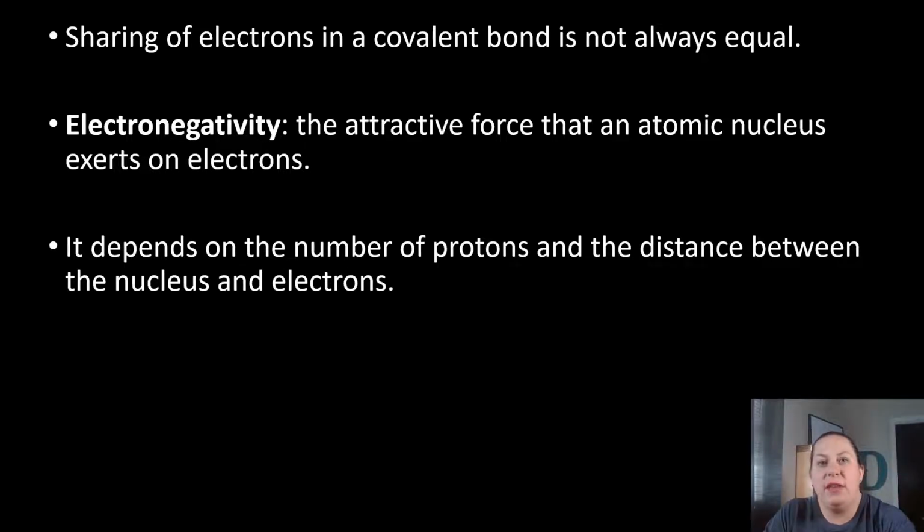When they don't share equally, this creates something called electronegativity. This is where the attractive forces that an atomic nucleus exerts on the electrons pulls the electrons maybe more often. And so they may spend more time with one atom versus the other. Now, this depends on the number of protons and the distance between the nucleus and the electrons. There's a lot of factors, and it's kind of like gravity. Sometimes the nucleus pulls the electrons more often because it has a higher gravity to it.